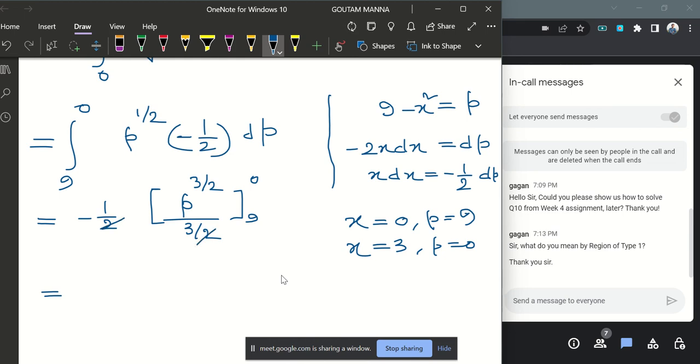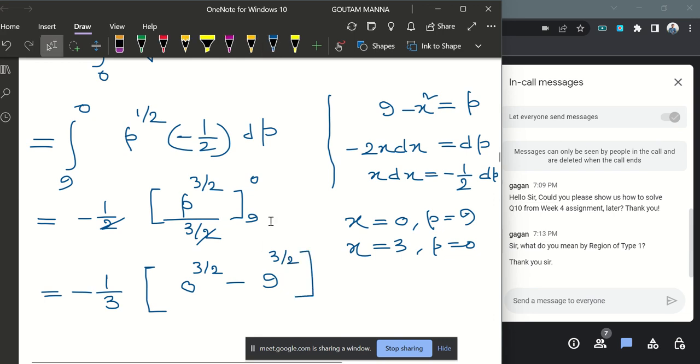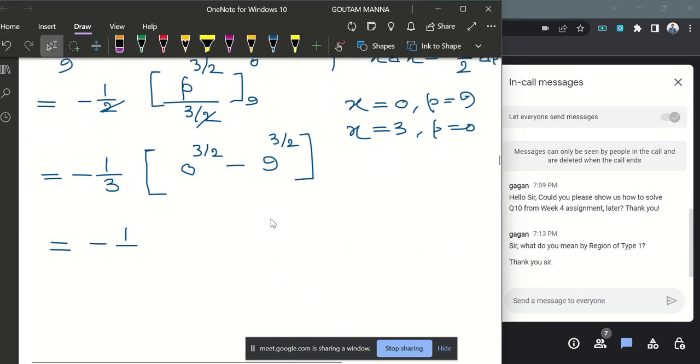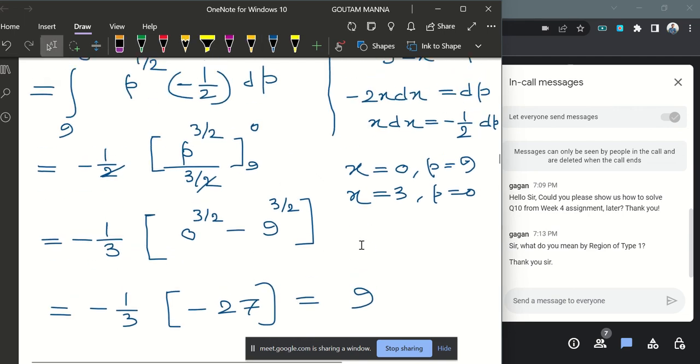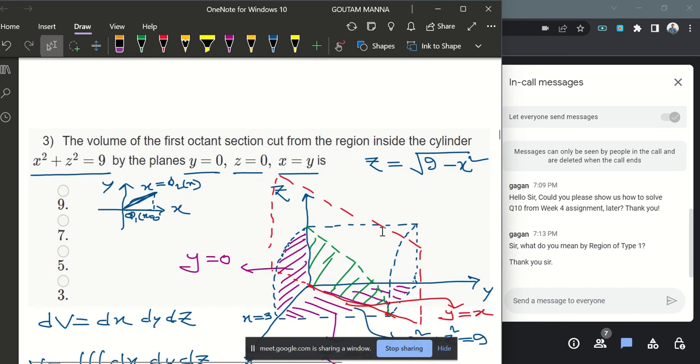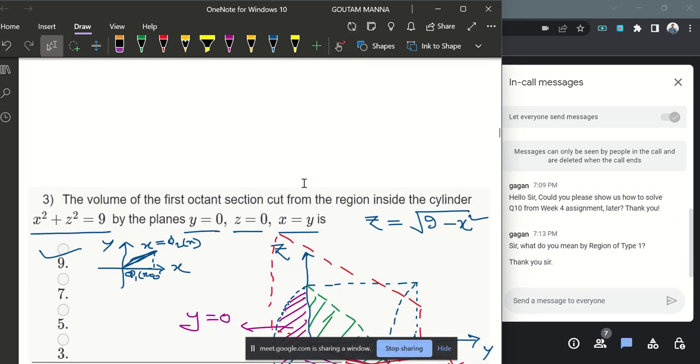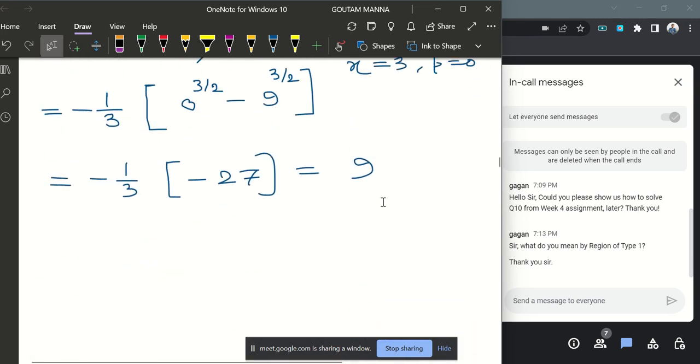So this half cancels, it will be minus 1 by 3, and we have 0 to the power 3 by 2 minus 9 to the power 3 by 2. It will be minus 1 by 3 times minus 3 to the power 3, which is 27. So it will be 9. So the correct option will be option 9. So the volume of this region is 9 units.